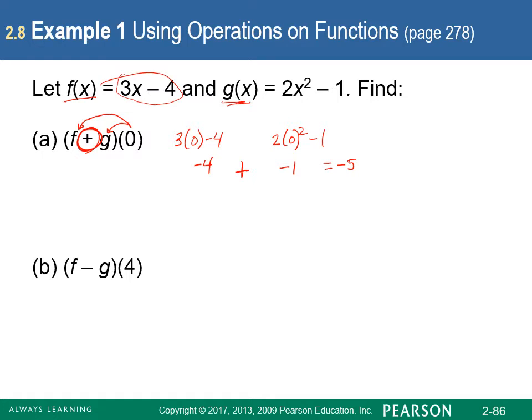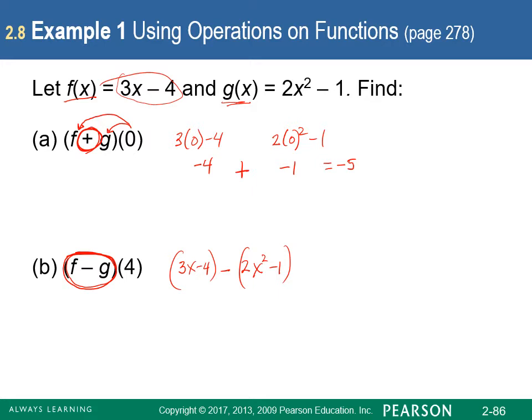Now the other approach involves first combining the two functions. So this time we're going to take the f function, 3x minus 4, the g function, 2x squared minus 1, and then subtract those. So all we're doing is what I've got the circle around, f minus g. We're going to create a new function out of this.